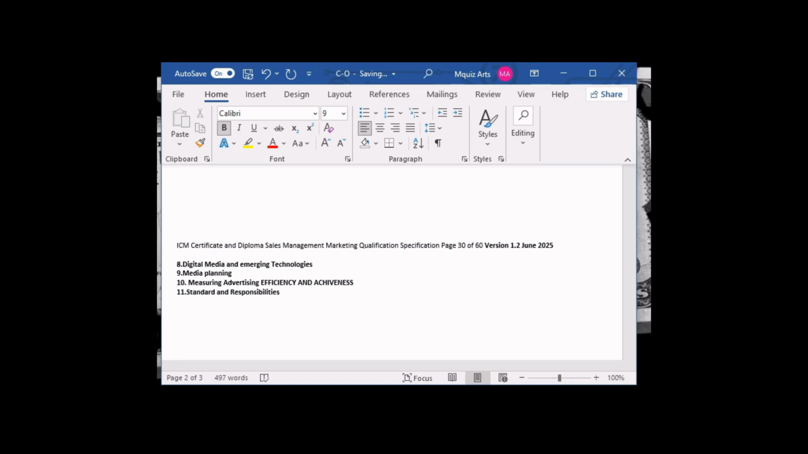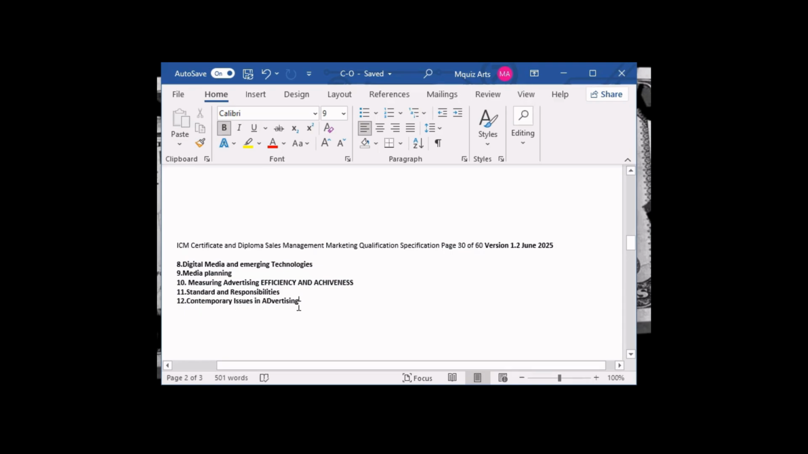The 11th one will be about standards and responsibilities. And the 12th one will be about contemporary issues in advertising. As you all know, in all jobs there have to be rules to be followed, either ethical or social. Some wear uniforms, and you're not supposed to do this or that. That entails the contemporary issues in advertising.